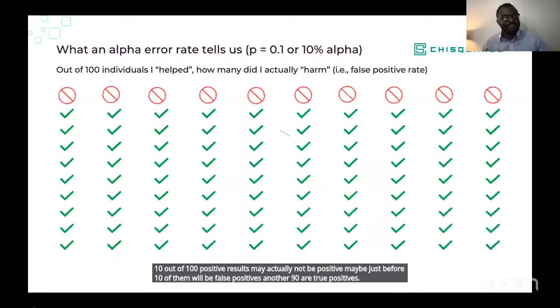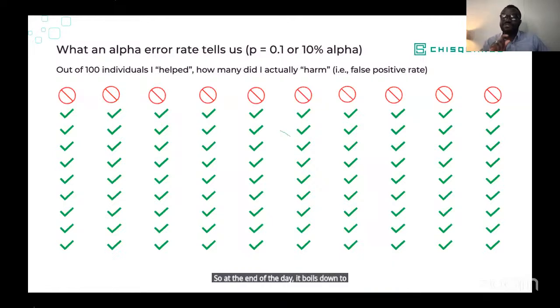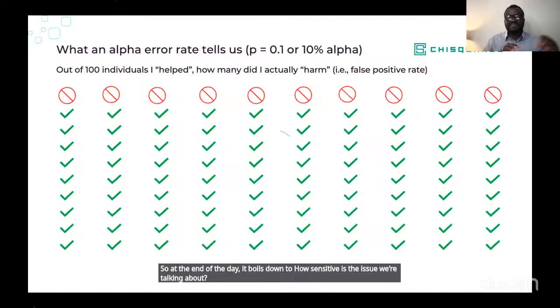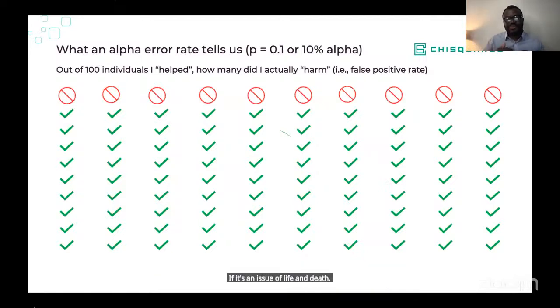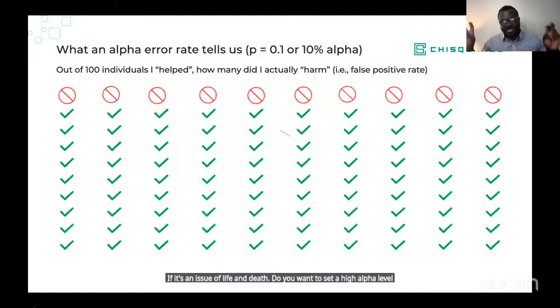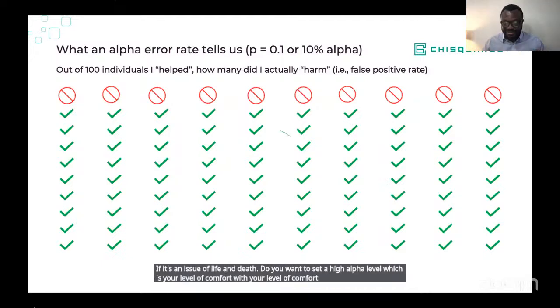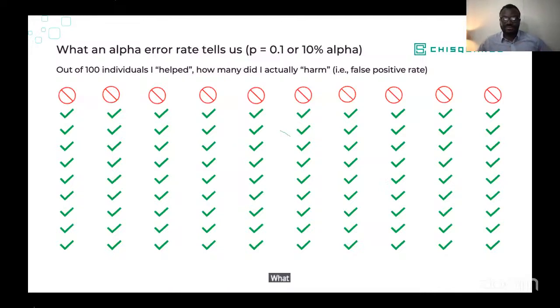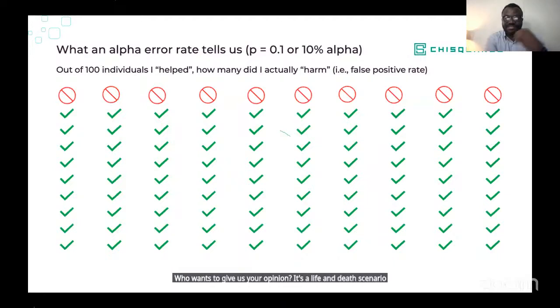So at the end of the day, it boils down to how sensitive is the issue we're talking about. If it's an issue of life and death, do you want to set a high alpha level, which is your level of comfort with error, or do you want to set a low alpha? What do you think? Who wants to give us their opinion? It's a life and death scenario. Do you want a big alpha or a small alpha?